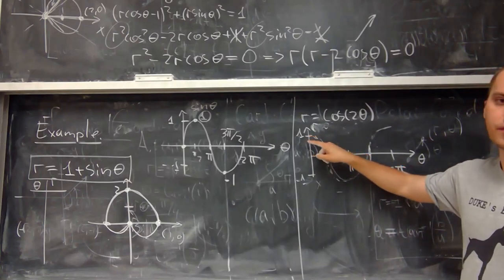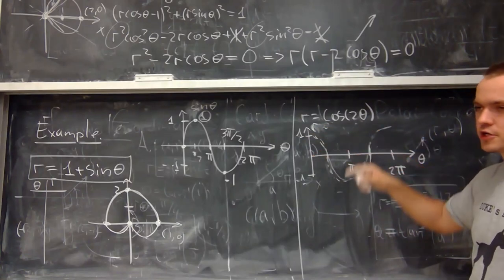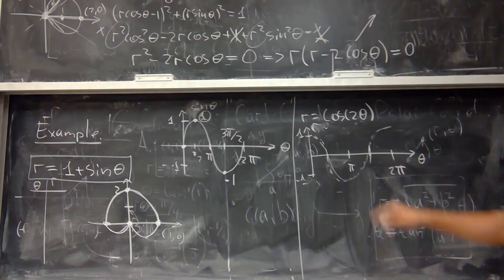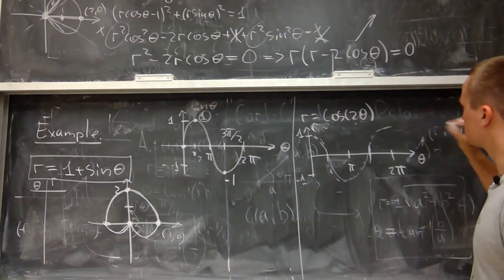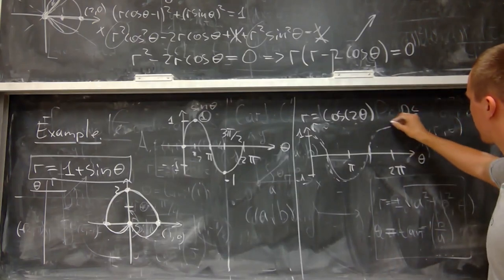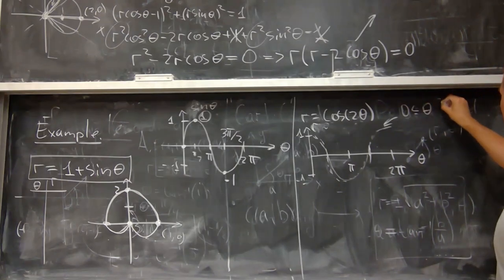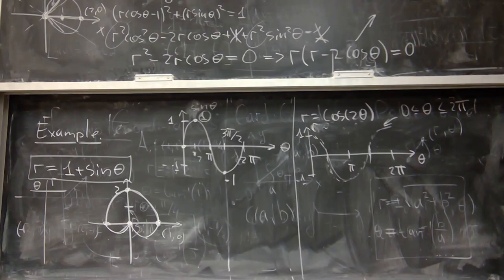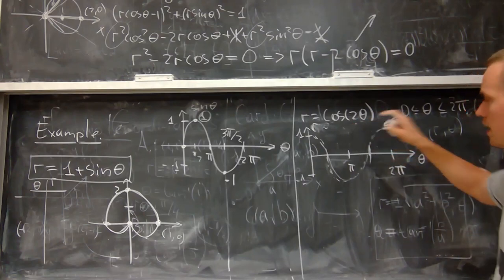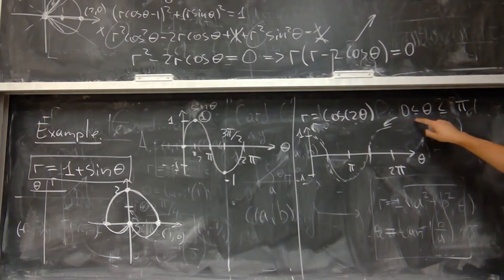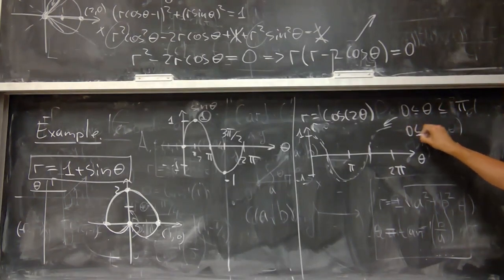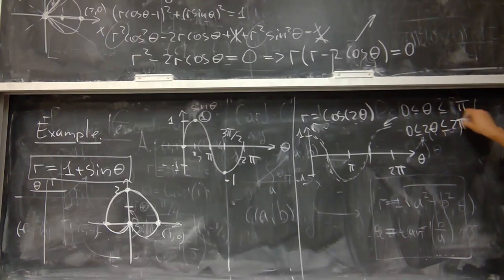What happens with cosine 2 theta? Before, if I want to go the whole cycle, I need to change my theta from 0 to 2 pi. But if I have 2 theta, it's enough to change my theta only from 0 to pi. Then my theta changes from 0 to pi, and my 2 theta will change from 0 to 2 pi.